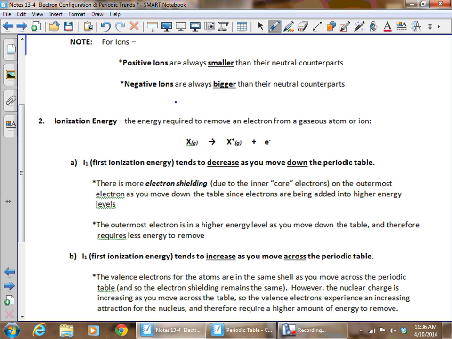Negative ones, there's another term you ought to be familiar with. It's electron-electron repulsion. As you get more electrons added into that same energy level, they're going to have greater repulsions for each other, and they're going to spread out some. And when they spread out, they're going to make the size of that atom bigger.